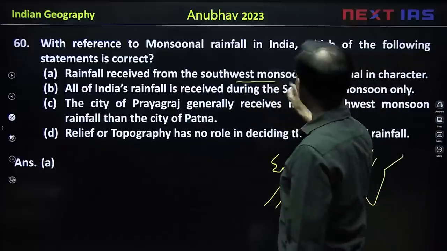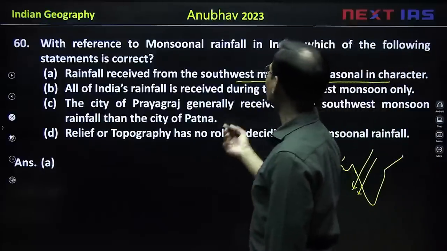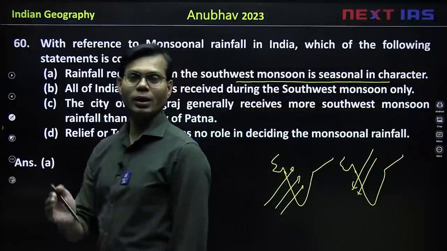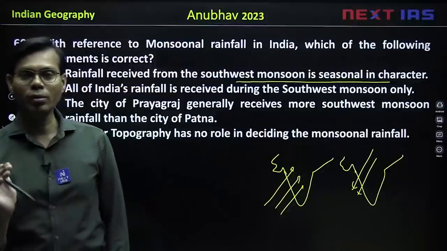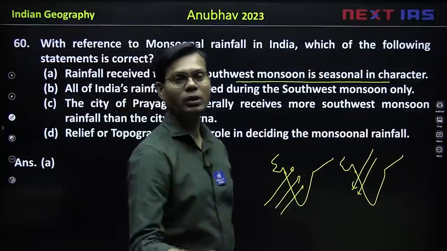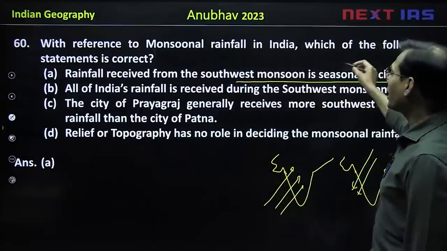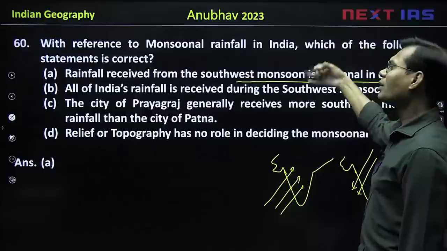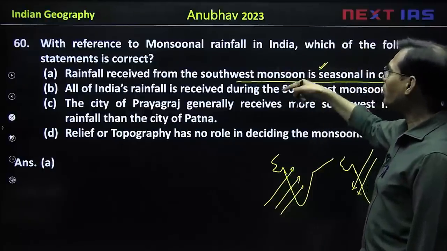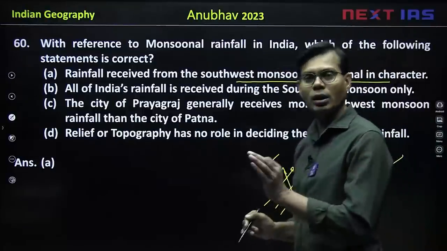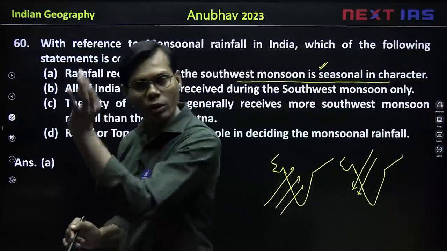So regarding seasonal rainfall in India, you all know that the southwest monsoon hits India in June, July, August, September. From the next month onwards, the rainfall is by June, July, August, September, and that is the seasonal character. So though it is correct and you need not see the other statements, I would still advise that there is nothing wrong if you also read the second, third, and fourth.